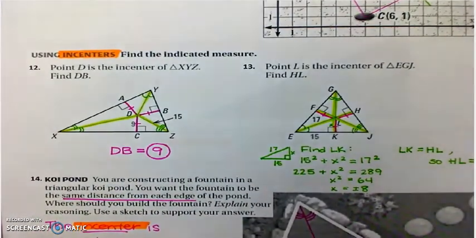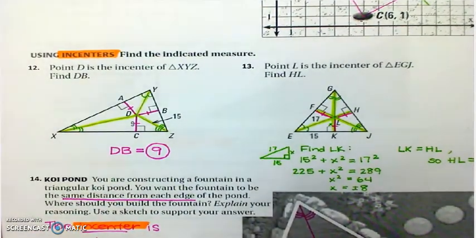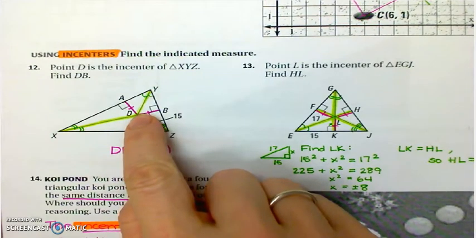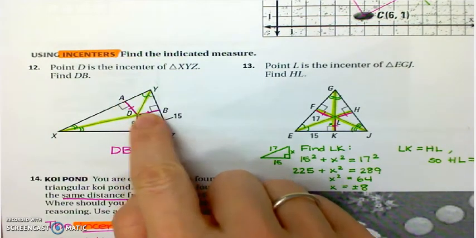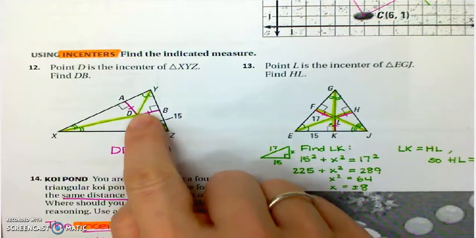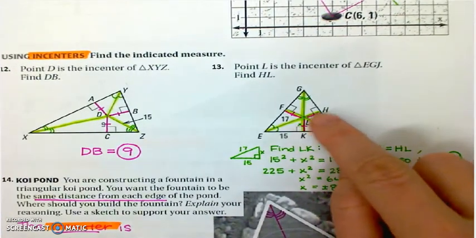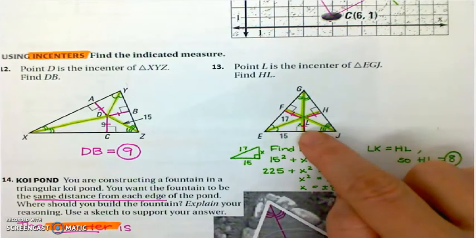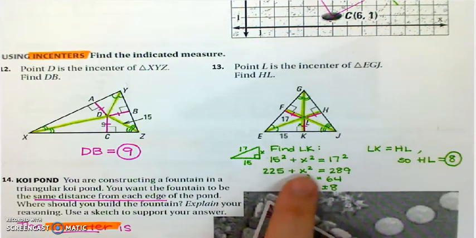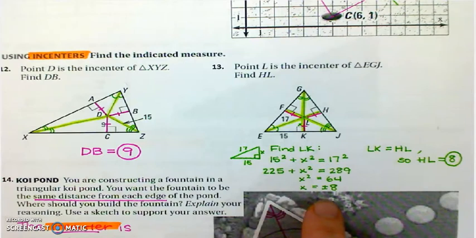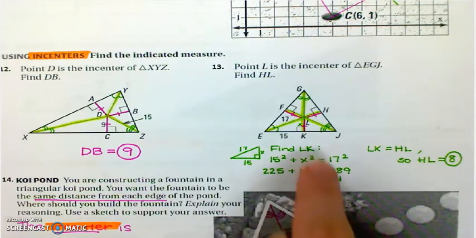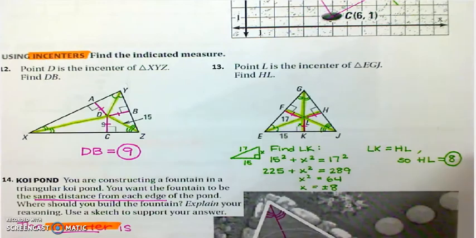On the in-center page, that was about angle bisectors, and the in-center has to be equidistant to each side. So since this one was 9, that one is 9. On this one, we didn't know LH, LF, or LK, but we could find LK with the Pythagorean theorem. Once we knew that LK was 8, then we know that HL is 8.